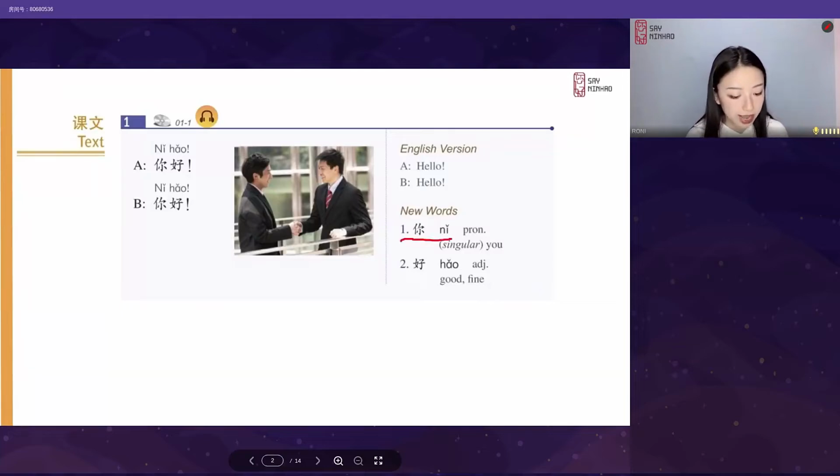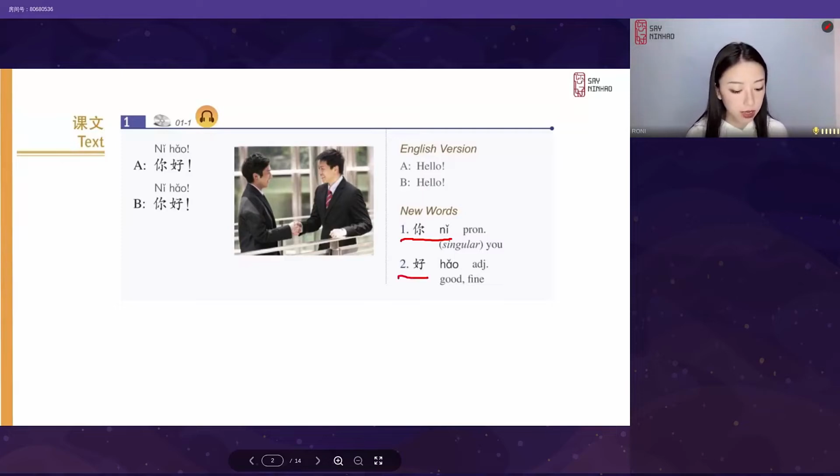First one is ni, ni, a third tone, initial ne, and the final is e, and the tone is third tone. Ni, ne, yi, ni. It is a pronoun, which means you, and it is a singular one, which means you are only one person, singular you. Okay. 你, 你. Read after me, please. 你, 你. This is you, but singular one.